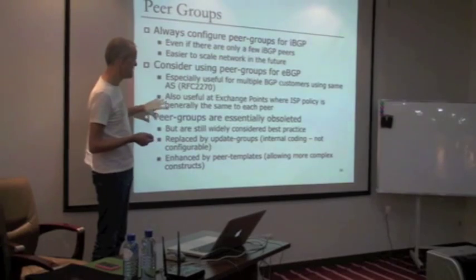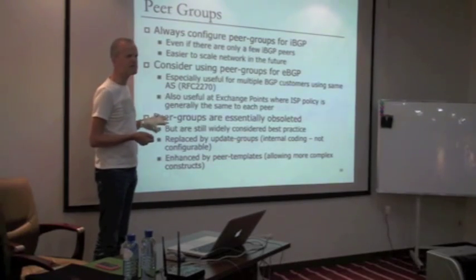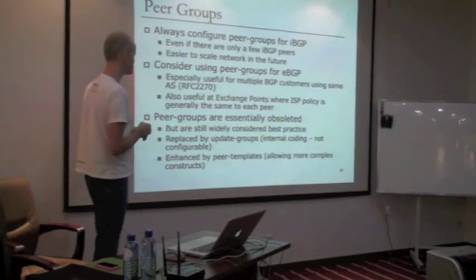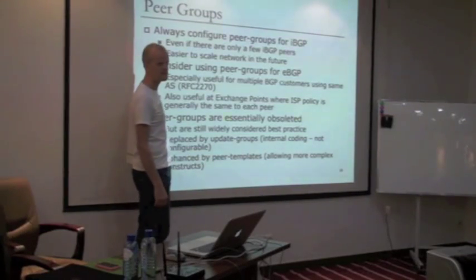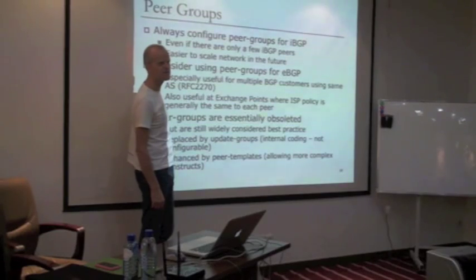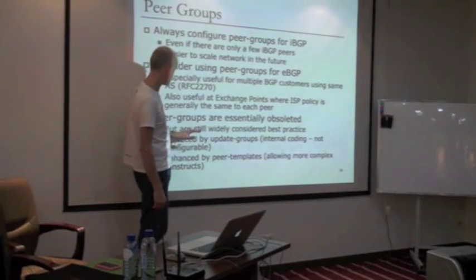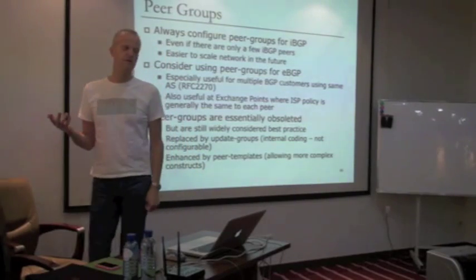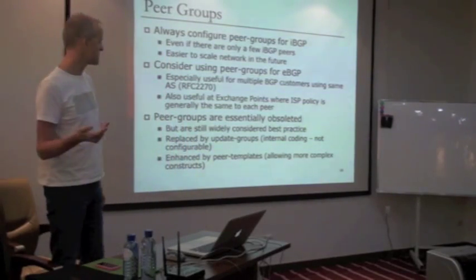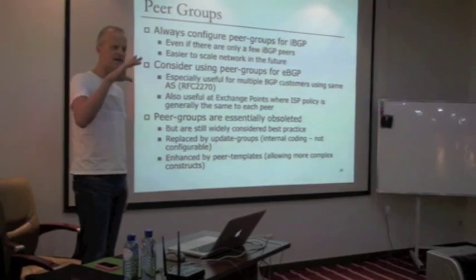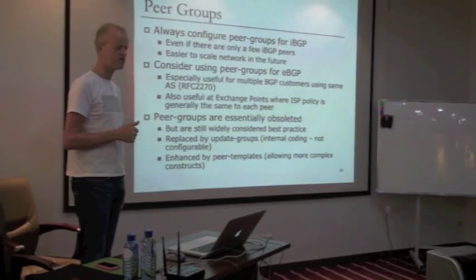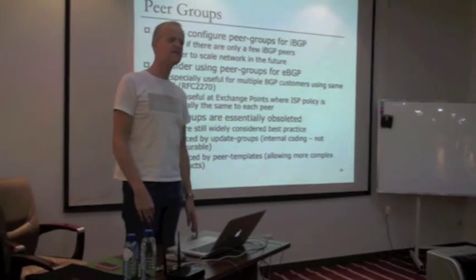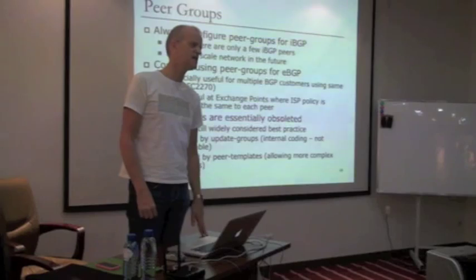So peer groups, as I said, they're basically obsoleted, but I still find them very useful for documentation. Cisco wants you to use peer templates, but peer templates are very, very confusing, I find. Update groups, it's internal, so the router can now work out all the peers with the same policy. But I still like peer groups because it makes the configuration easier to read. So when we get to the end of Module 7, we'll set everything up using peer groups, and you can see how it works.